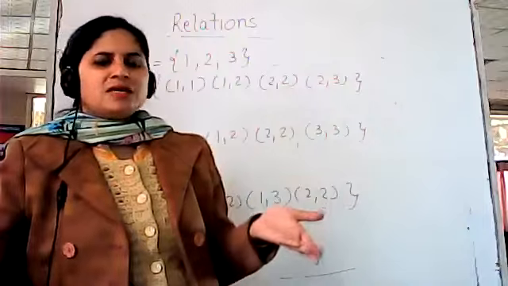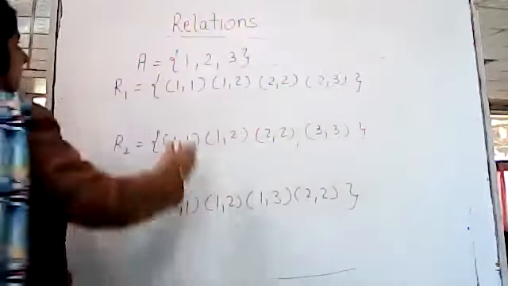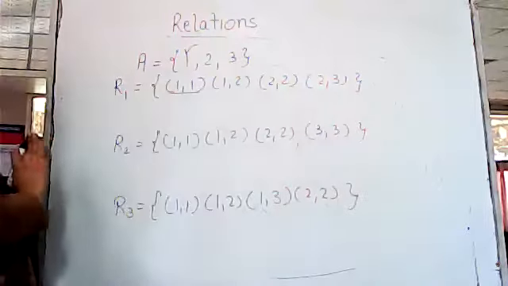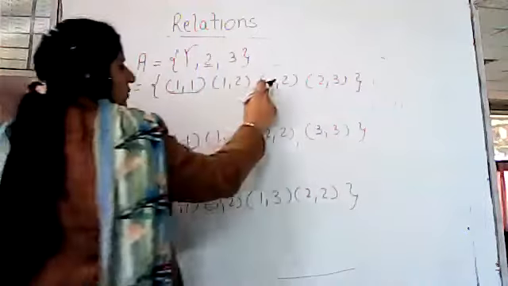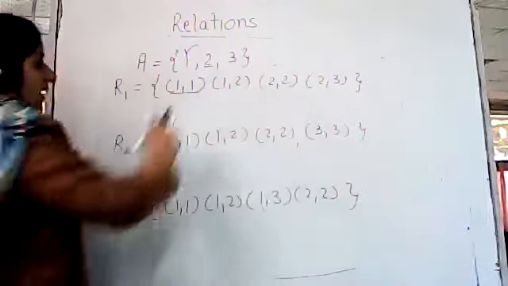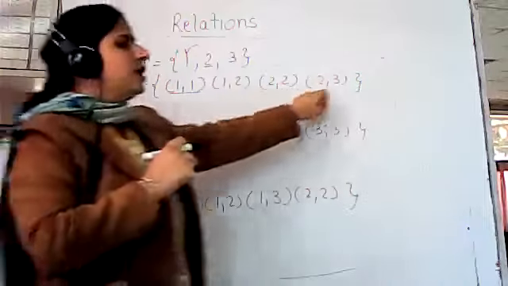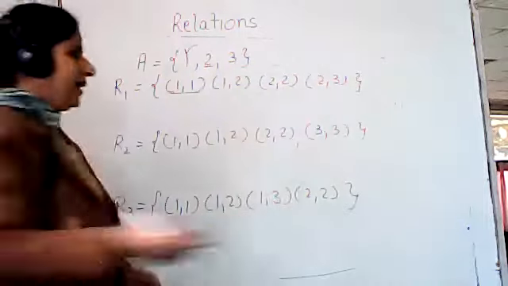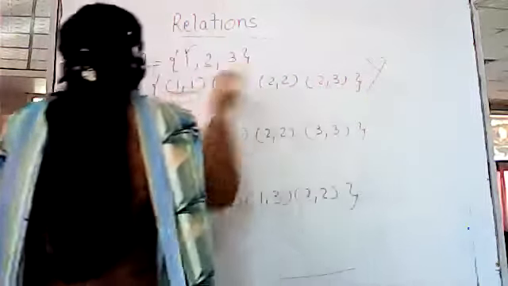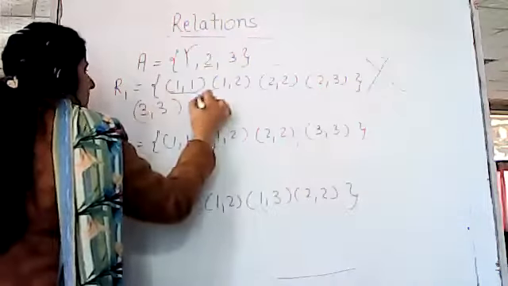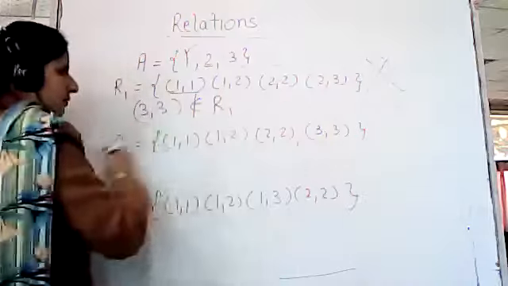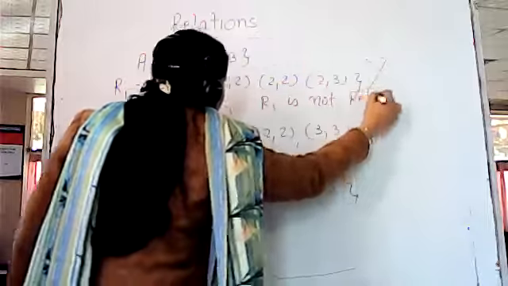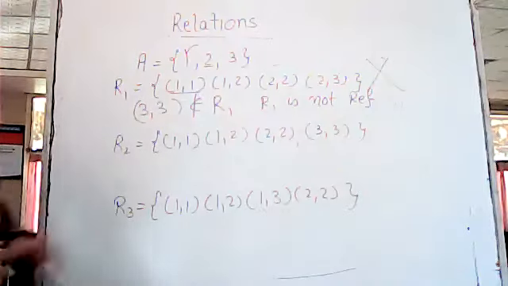Every element should be related to itself, the same image should be there. First element is 1. 1 is related with 1. Yes. Second element is 2. 2 is related with 2. Yes. Last element is 3. But 3 is not related with 3. The image of 3 with 3 is not given. It means this relation is not reflexive. (3,3) is not present in R1. It means R1 is not a reflexive relation. First topic is clear. The first note.